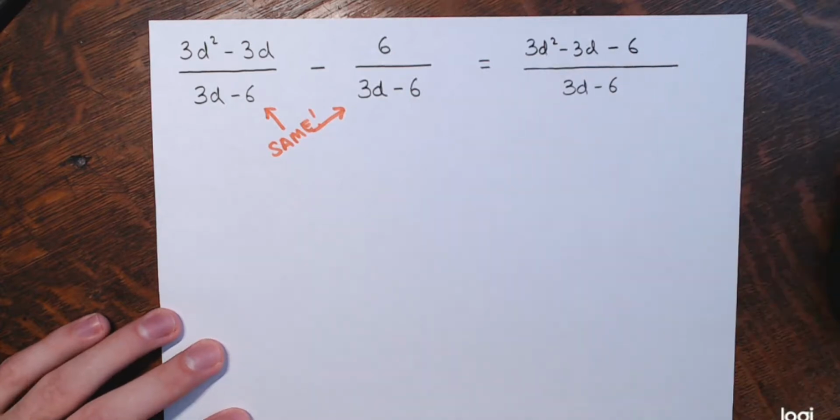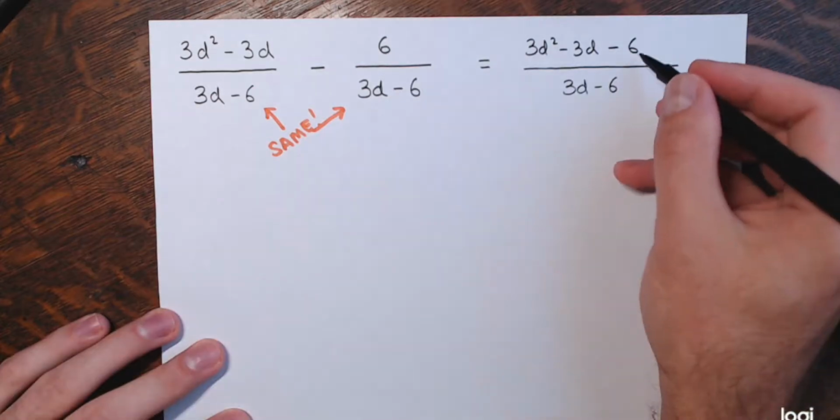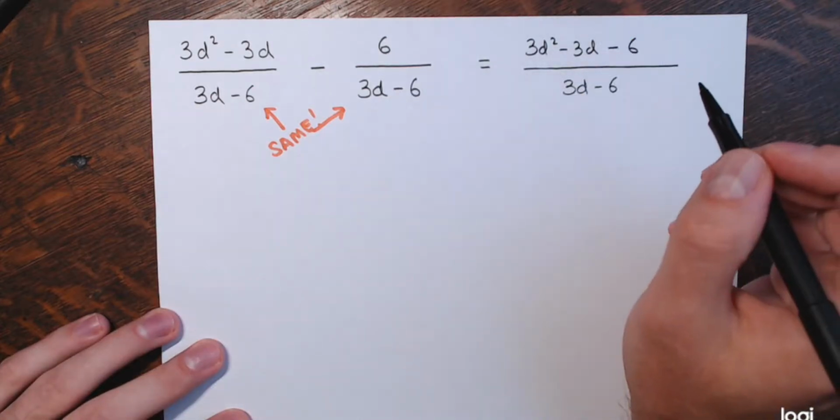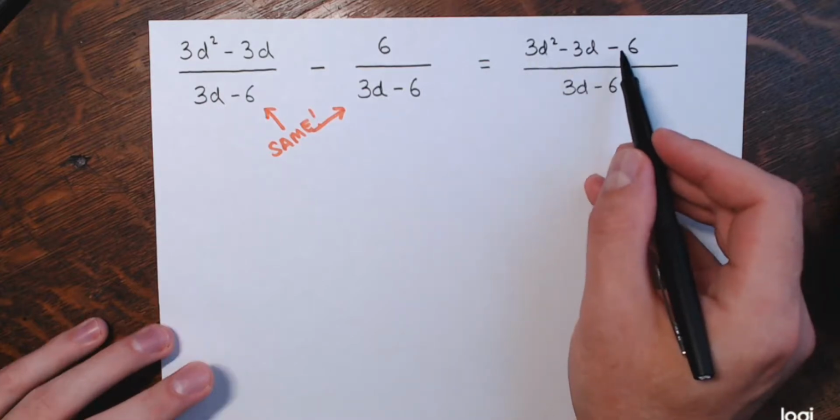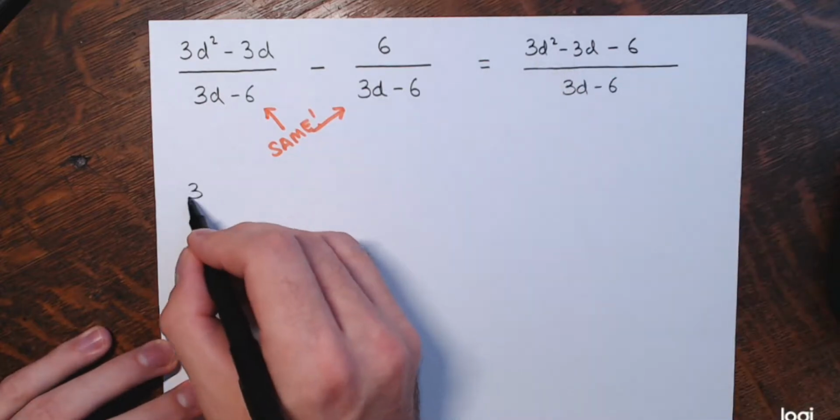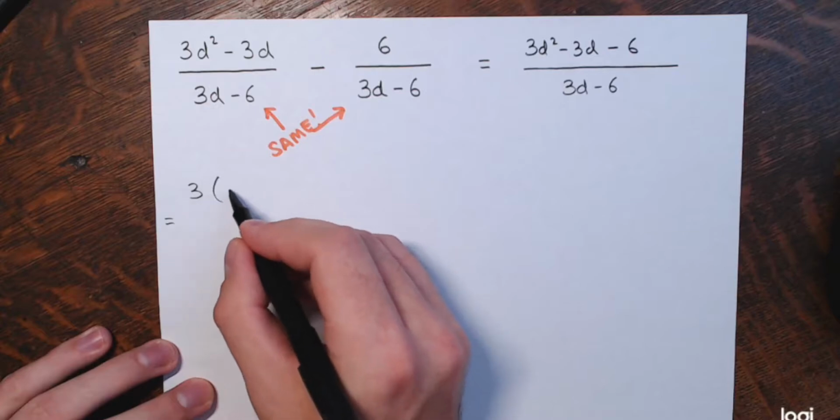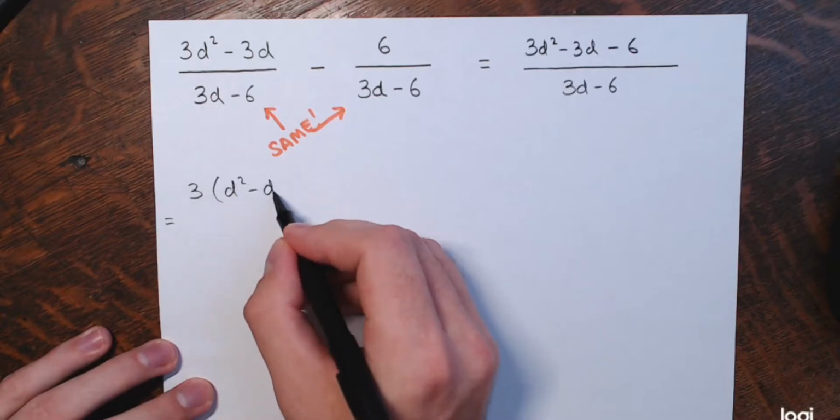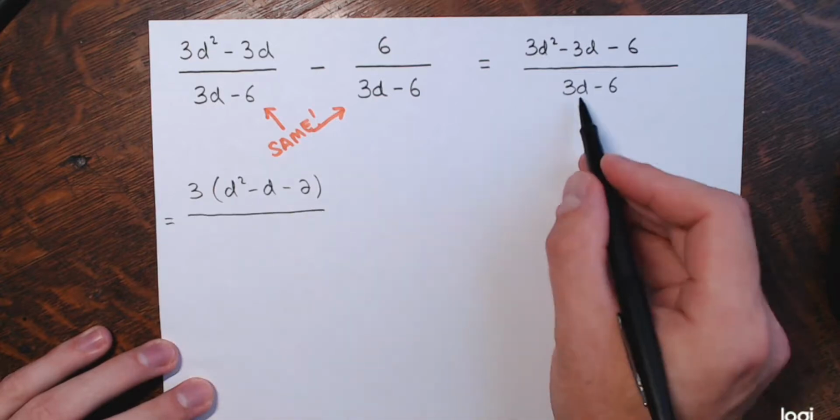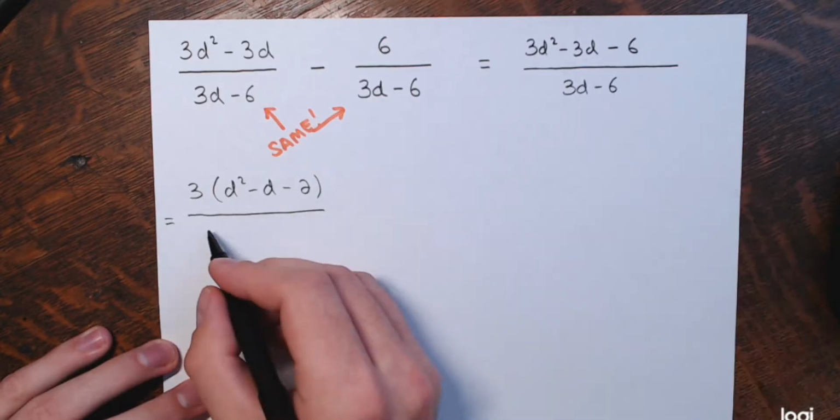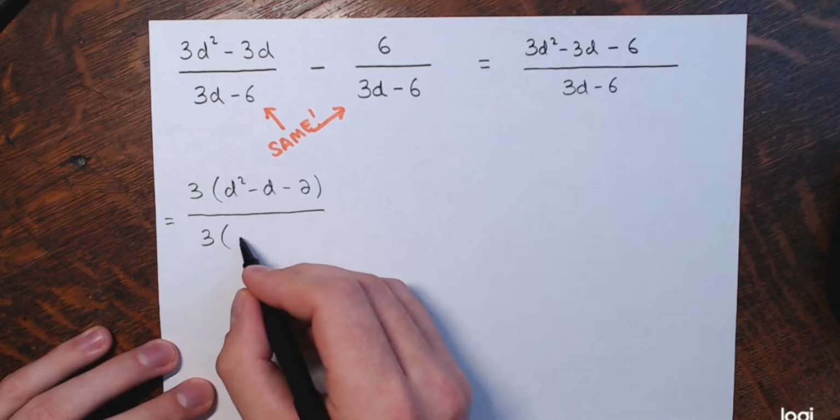Now we factor. Now we try to simplify this fraction. So the numerator has a common factor of 3. I'll pull that out. Then we have 3 times d squared minus d minus 2. And the denominator has a common factor of 3 as well. Pull 3 out, and then you have d minus 2.